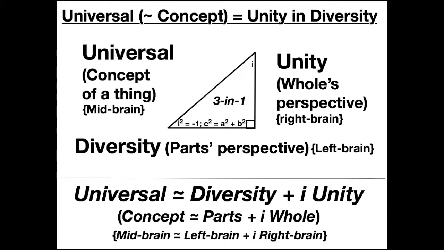The universal, as c squared equals a squared plus b squared lets us in, means that the universal is a second story idea, which in this case corresponds to the midbrain, or the concept of the thing. On the bottom line, we have that the universal, or the second story, is made up of the real diversity plus the imaginary, or i, unity. In other words, the concept is second story, and it consists of the real parts plus the i, or the imaginary whole. In terms of brain, we would say that the midbrain captures the real left brain plus the imaginary right brain.